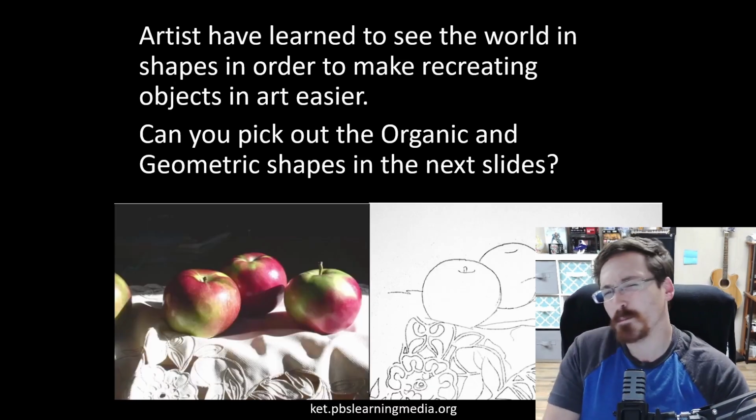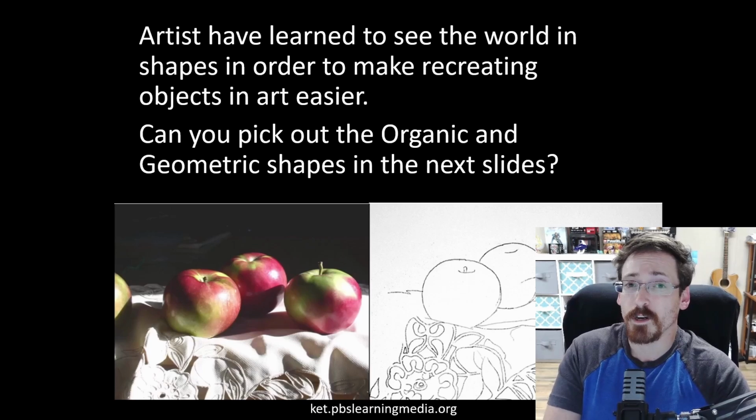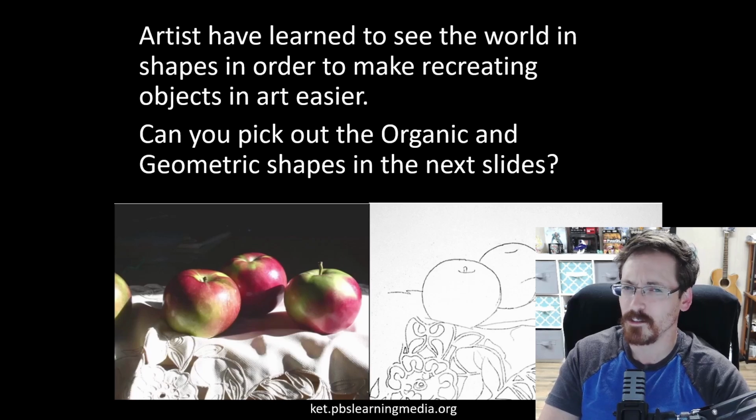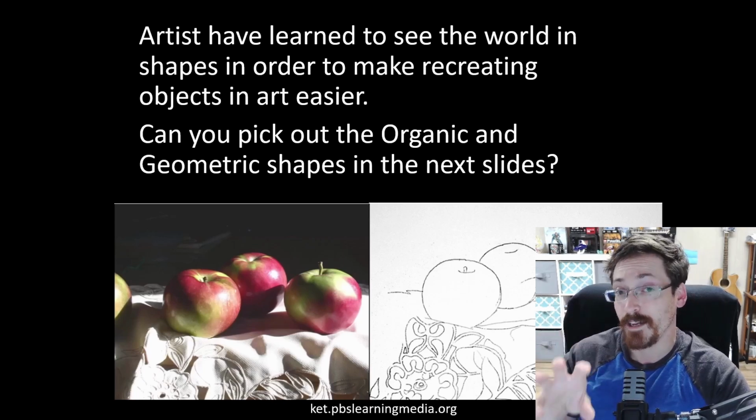So why are shapes important? Believe it or not, artists actually see the world around them as shapes. And the reason for that is because it makes it a lot easier for you to interpret things when you look at them as simple shapes.